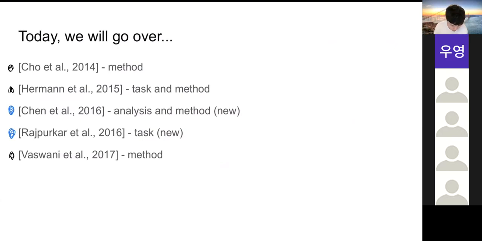So the first paper that we're going to look into is Sutskever 2014. This is the first seq-to-seq paper that we discussed in machine translation. And this can be considered a method paper. Why? Because it's not a task paper, because it doesn't propose a new data set. It actually utilizes an existing machine translation data set called WMT. It's not really an analysis paper, I think, because it's not really trying to analyze an existing model. It's more of a method paper.